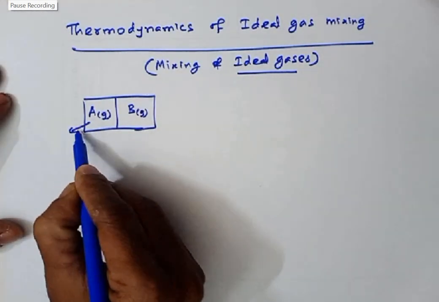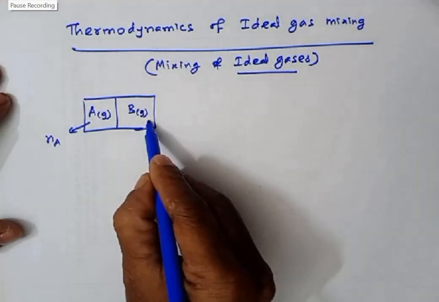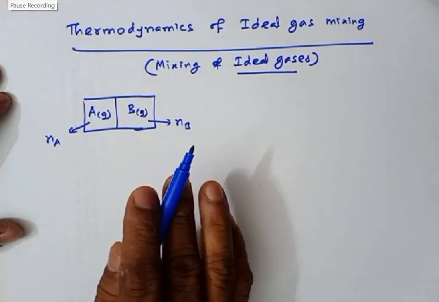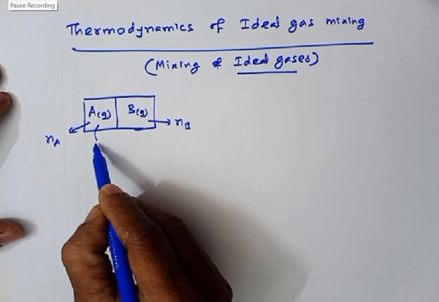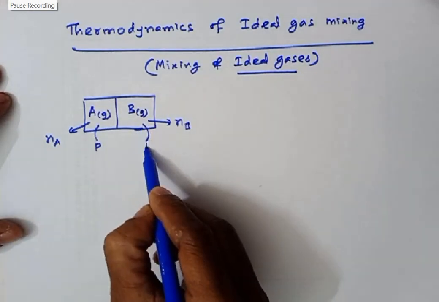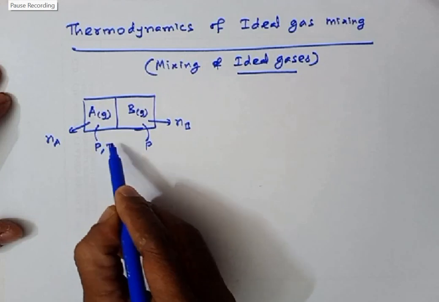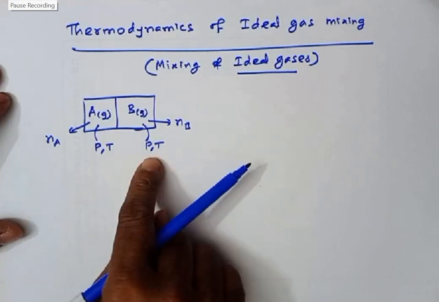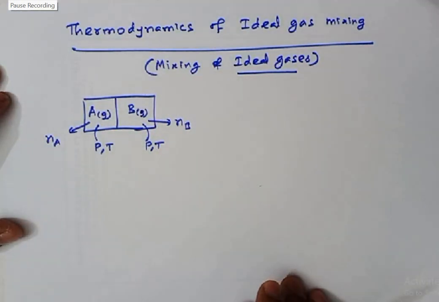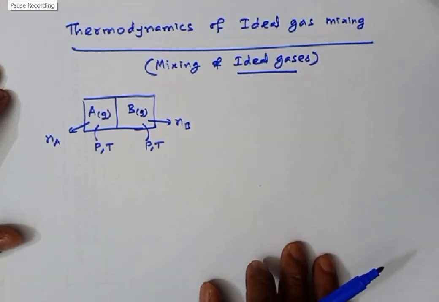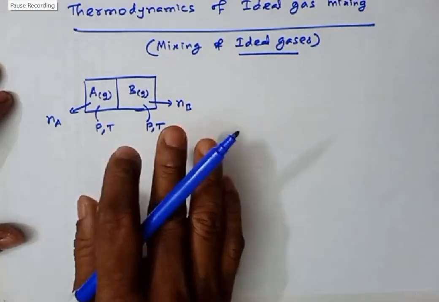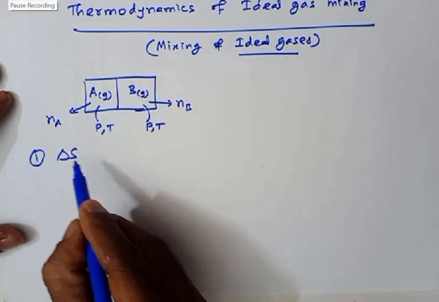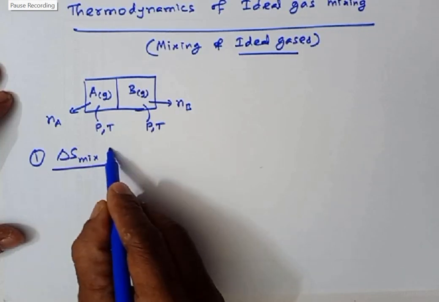Say the number of moles of gas A is Na, and the number of moles of gas B is Nb. Let us assume the pressure of this gas is P, and this gas also P, and temperature is T here, and here also temperature is T. So both the gases are at the same pressure and same temperature. Now I'm going to find out delta S mixing first. Entropy change of mixing. We'll find this out first.